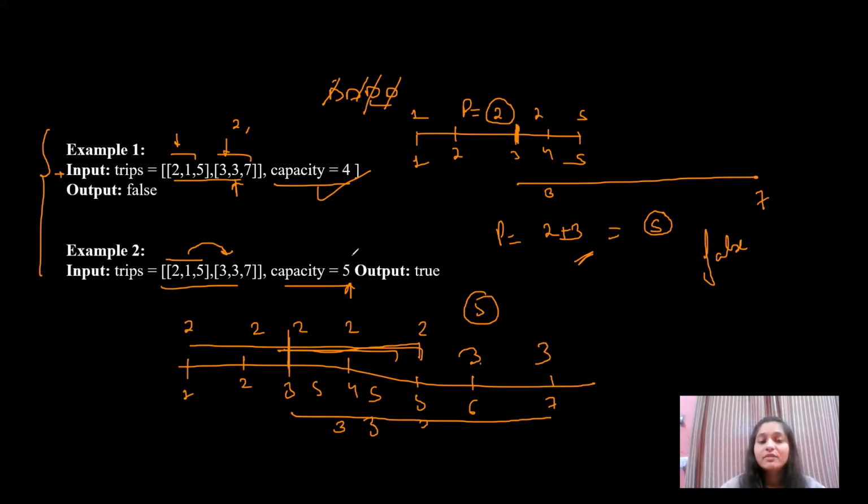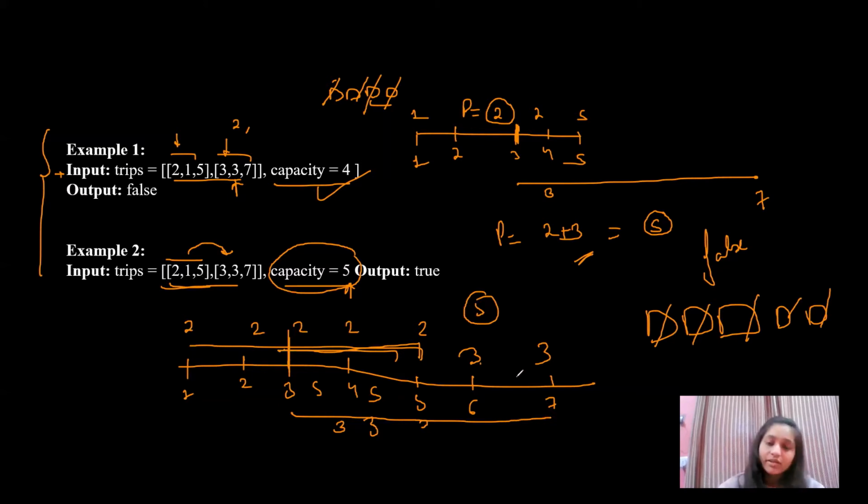But my capacity is 5, so all the 5 seats are what I was having. 2 were occupied by these 2 people and 3 were occupied by these 3 people. So I was able to take all the people to the end. I was able to carry all the people, and that is why my output will be true this time, because I was able to take all the trips and drop them off at the right position.